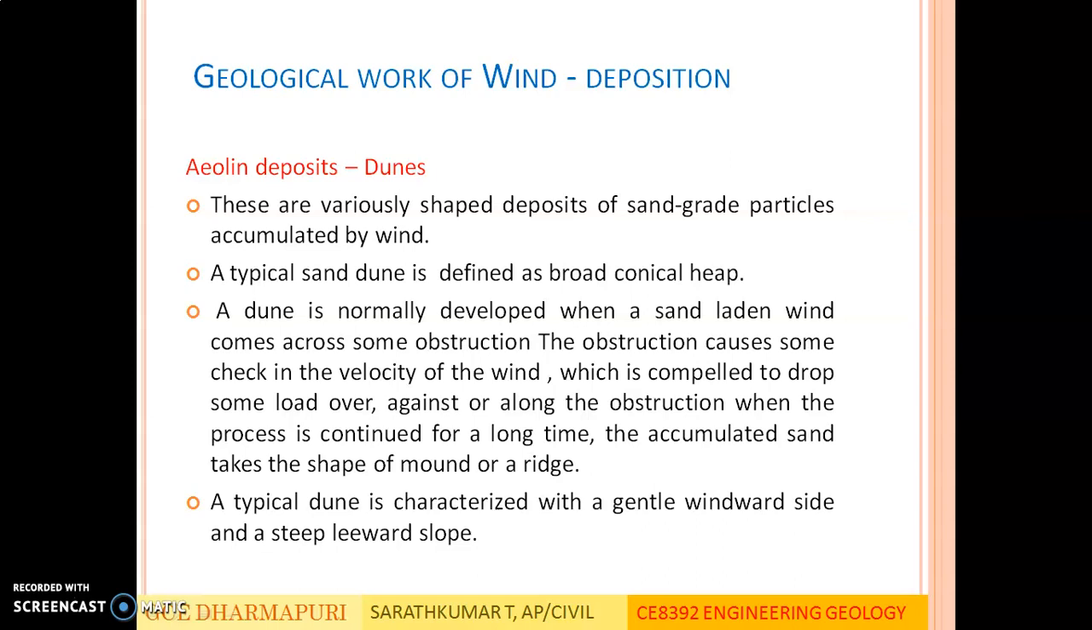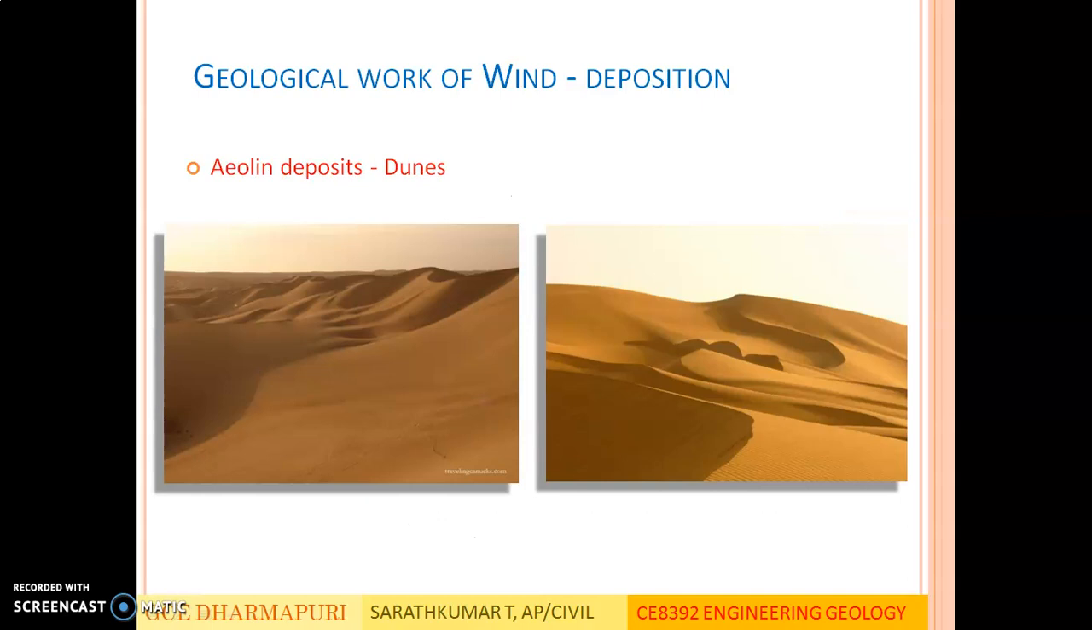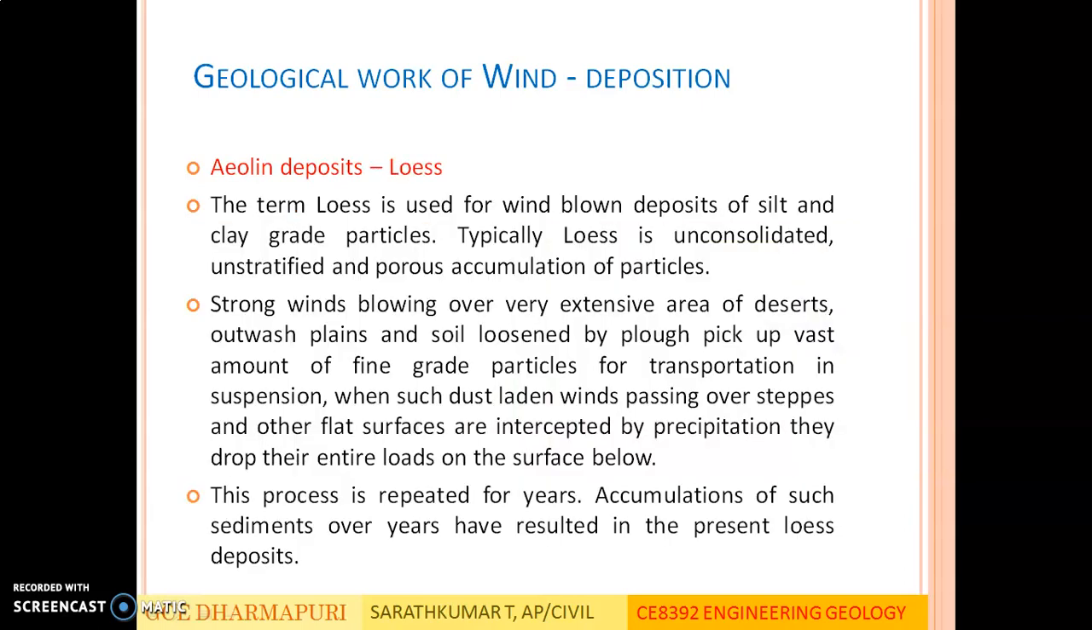A dune is normally developed when a sand-laden wind comes across some obstruction. The obstruction causes some check in the velocity of the wind, which is compelled to drop some load over, against, or along the obstruction. When the process continues for a long time, the accumulated sand takes the shape of a mound or a ridge. This accumulated sand is called a dune. These are some of the figures showing aeolian deposits, dunes, loess.